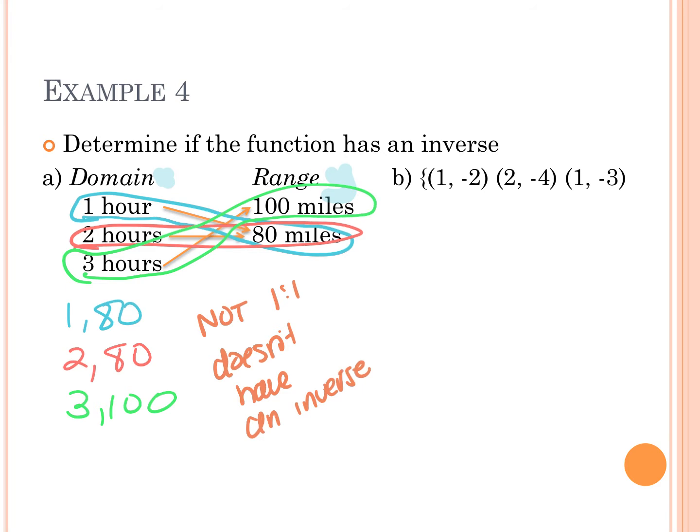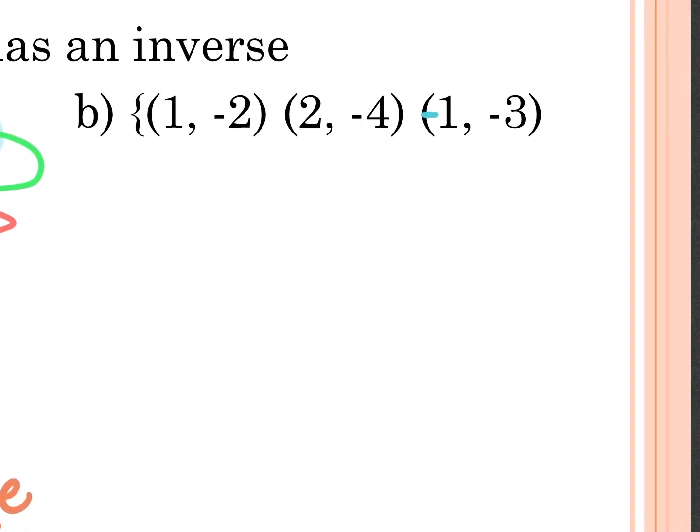So 1-to-1 and inverse are the same? Correct. 1-to-1 means it has an inverse. So it's not that the 1-to-1 is the inverse. 1-to-1 means it has an inverse. So then on B, in the video, if you watched it, I told you to change the last 1 to negative 1, and I'll explain that in a minute. If that's the case, now is this 1-to-1? Yes. All the y's are different, so it's yes, okay?